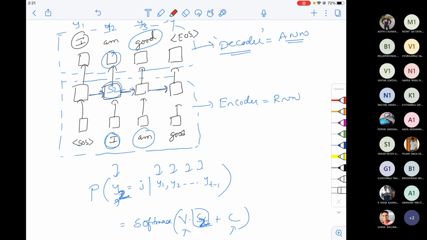Sir, only terminology is different. So the concept remains the same. Yes, the concept remains the same. Only terminology will differ in terms of encoder and decoder. That's all. Okay. Now this is the second application.